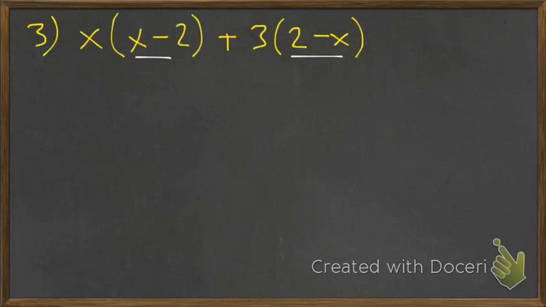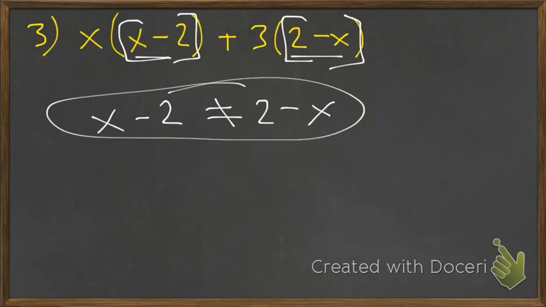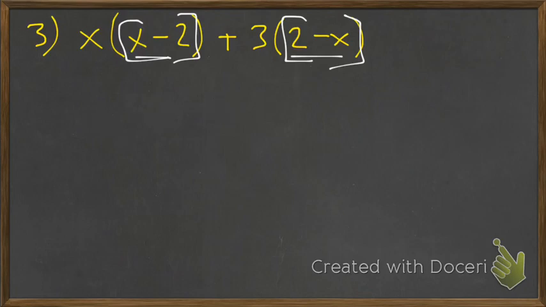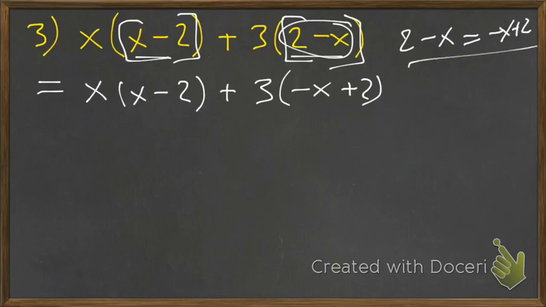And this one is a bit different because I have x subtract 2 and 2 subtract x, which are not the same thing. It does not equal x subtract 2, okay? You can prove that mathematically with values, but I'm not going to do that. All I'm going to do is rearrange so that they are the same thing. So I'm going to write this out again. x bracket x subtract 2 plus 3. Now this portion here, I'm going to rewrite as negative x plus 2. So 2 subtract x does in fact equal negative x plus 2. That is the same, so I can do that.